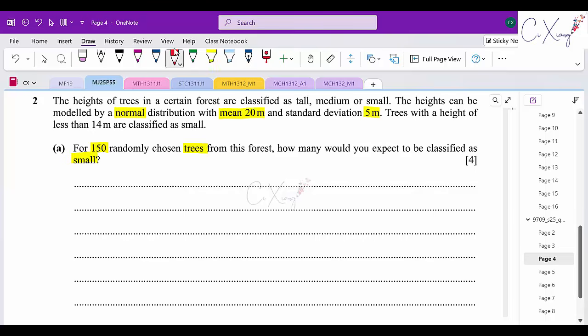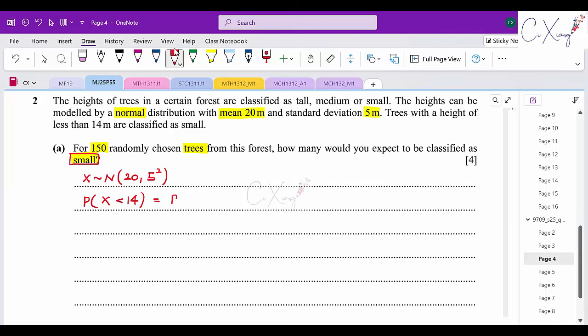Okay, to get the number of trees that are classified as small, first of all, we need to calculate the probability that the tree is small first. Alright, so from here we know that the height of the tree, X, is normally distributed with the mean 20 and also the standard deviation 5. I need to put a variance here, therefore I have to put 5 squared. Then we need to find out the probability of X smaller than 14 first. Because when X is smaller than 14, it is classified as small, right? Okay, so the probability of getting a small tree is X smaller than 14.